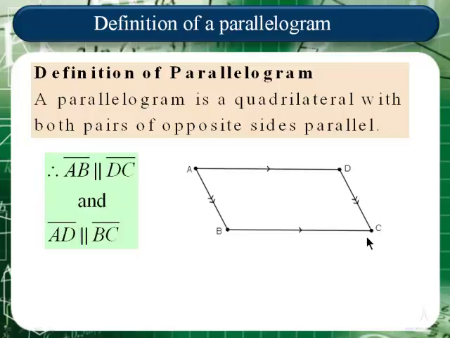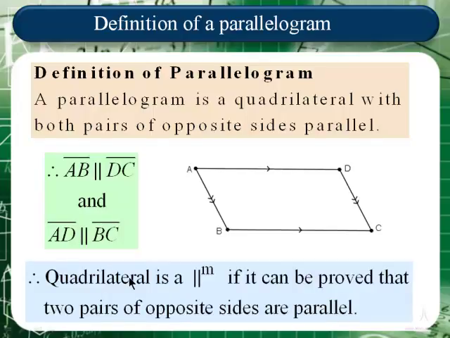line segment BC. So in other words, if somebody tells you that a quadrilateral is a parallelogram, then we know immediately that both pairs of opposite sides will be parallel, and this will actually be a way to prove that a quadrilateral is a parallelogram. So therefore a quadrilateral is a parallelogram if you can prove that 2 pairs of opposite sides are parallel.